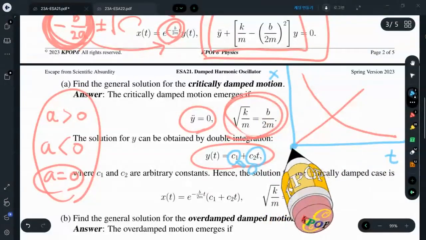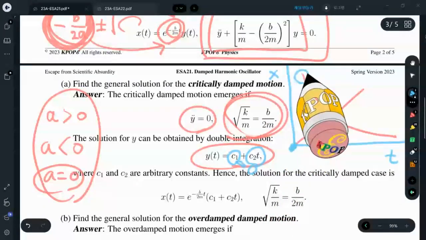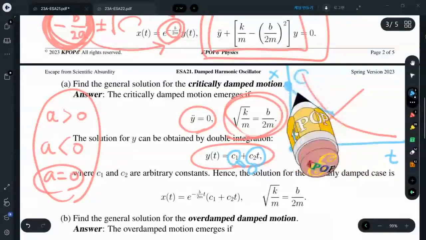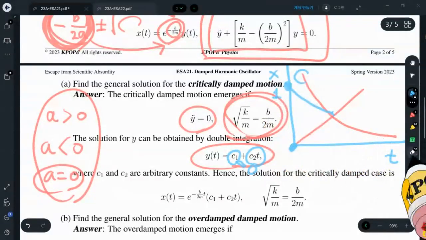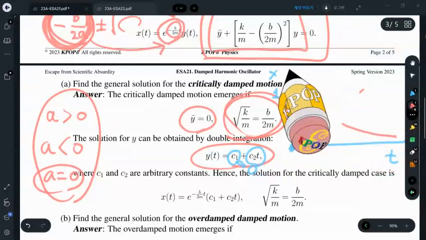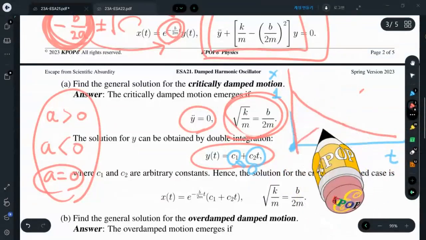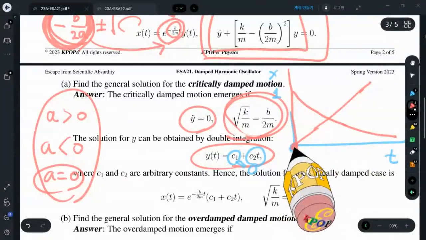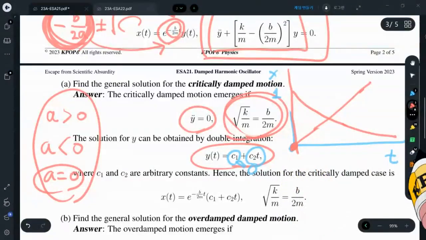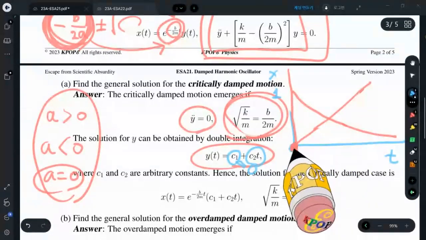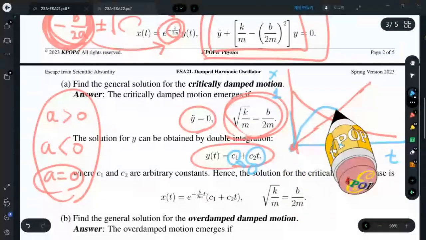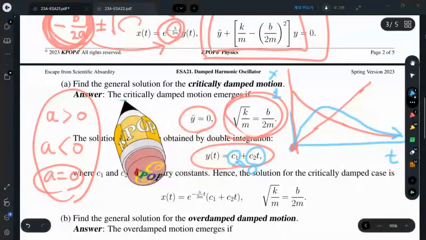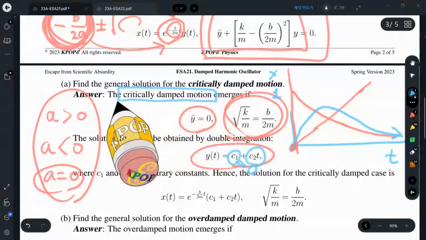What's happening is, at the origin, regardless of this value, the intercept is 1 for the exponentially decaying function, and this one rises up. The product of these is because this one vanishes, absolutely 0. So the final result is something like that. There's a bump and then it decays exponentially. So this is called the critically damped motion.